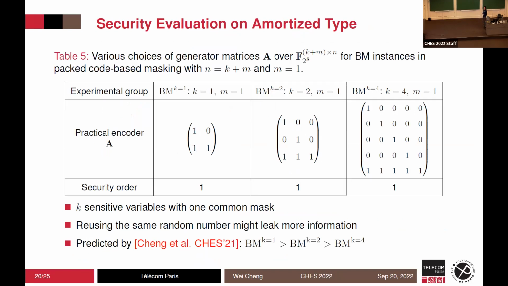Next we move to the amortized type. Basically we only consider Boolean masking, but we could use multiple keys, like k equal to 2. We mask two pieces of sensitive variables, which is a kind of reuse of random masks. The encoder is very simple, as shown here, and we could also predict that this one is much more secure than the others.